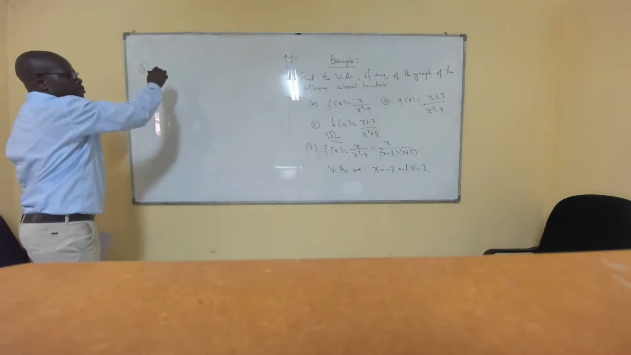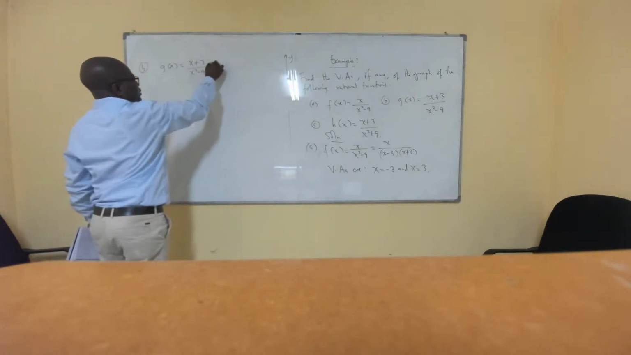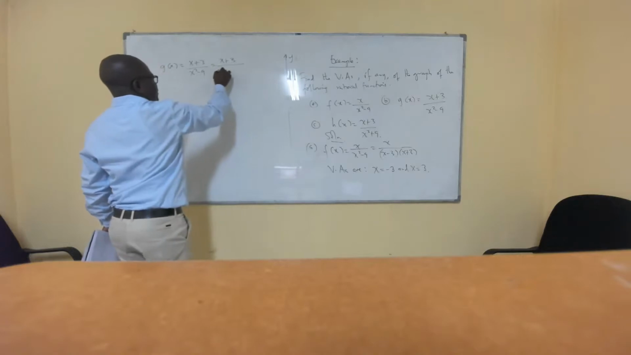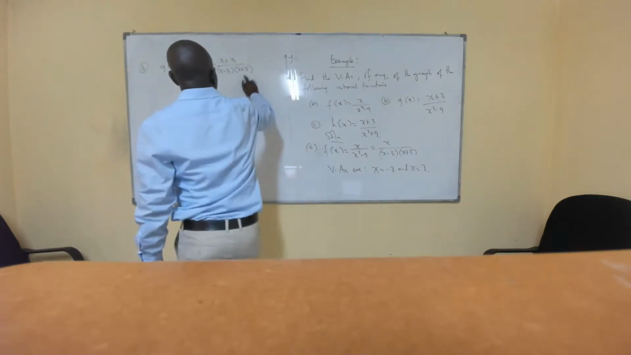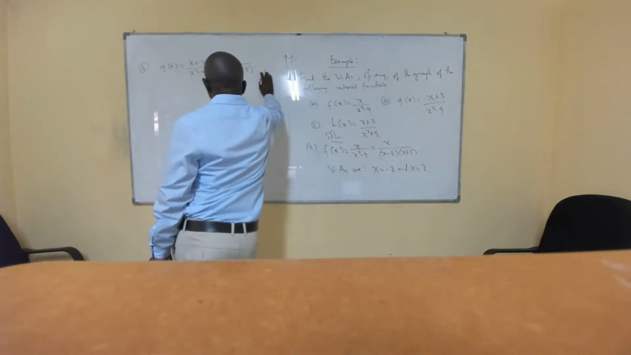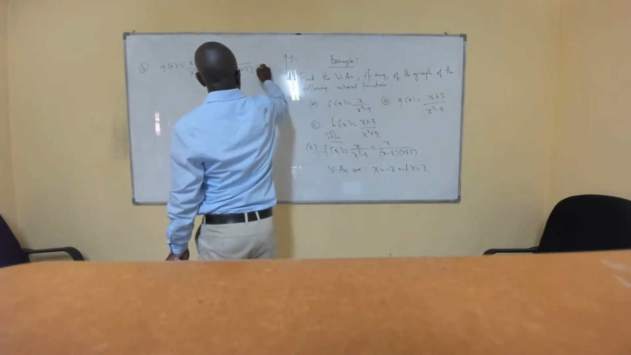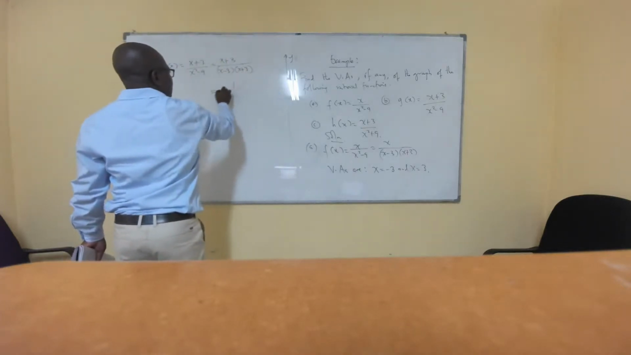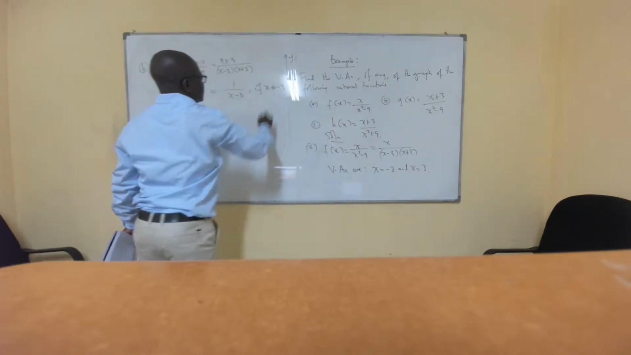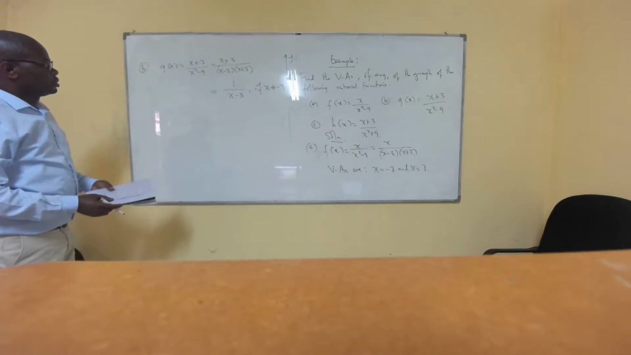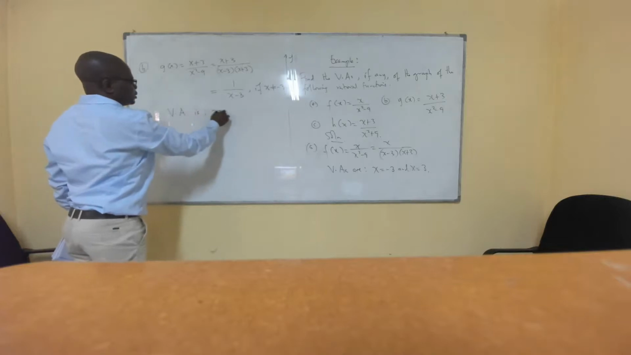B, g of x equals x plus 3 over x squared minus 9. You can write this as x minus 3 and x plus 3. So there is a common factor here. You see that this is going to be 1 over x minus 3, provided x is not equal to minus 3, right? Therefore, the only vertical asymptote is x equal to 3.